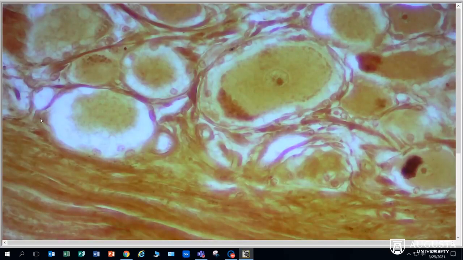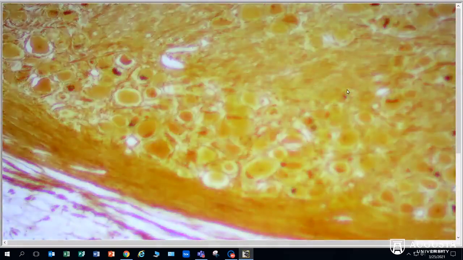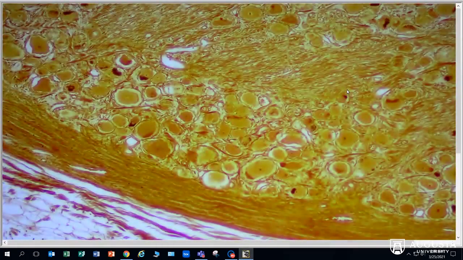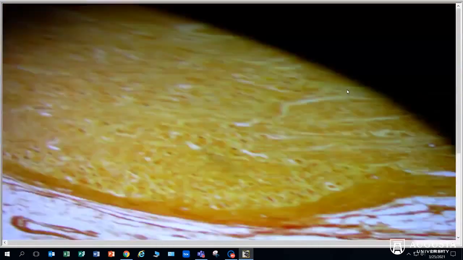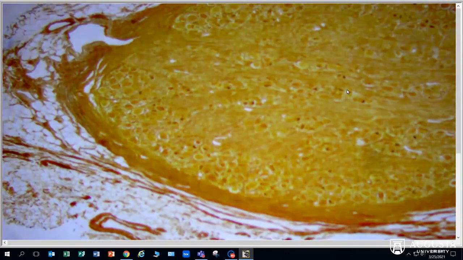Those nuclei are part of a special type of glial cell called a satellite cell. In the peripheral nervous system, the satellite cell surrounds the cell body of the neuron in the same way that the Schwann cell wraps the axon of the neuron. Let's move back to a lower magnification so we can see a more global view of the dorsal root ganglion.